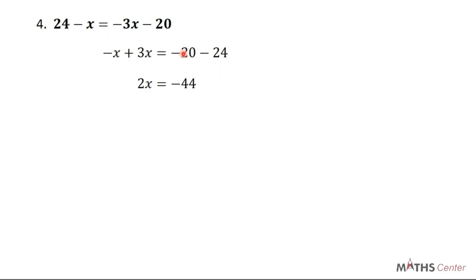So here we have minus 20 minus 24, that will give us minus 44. You divide both sides by 2 and that will give us minus 22.